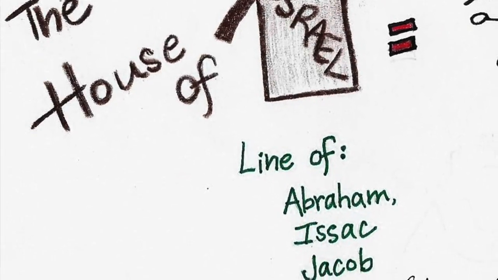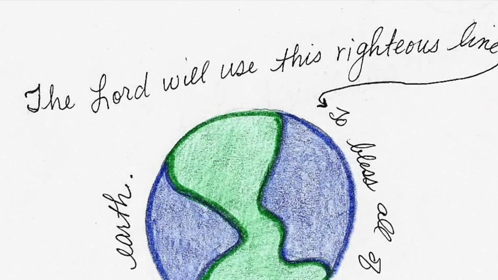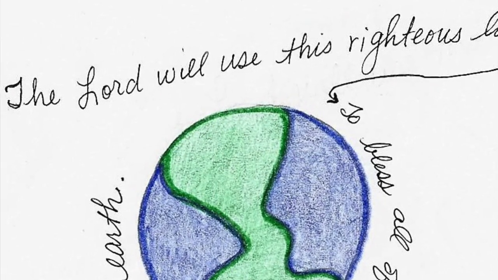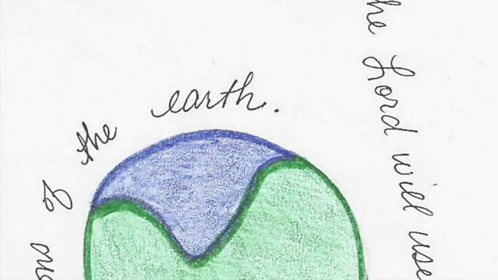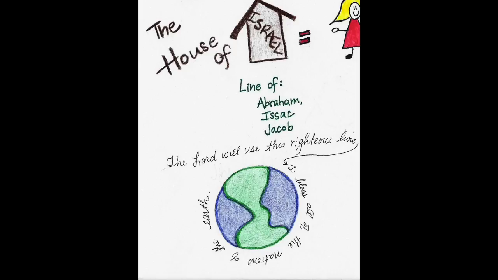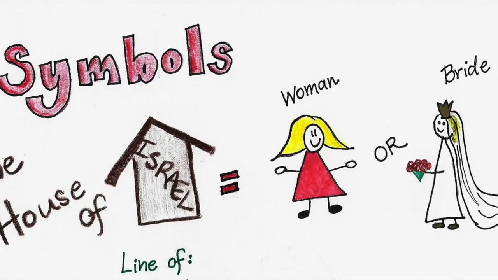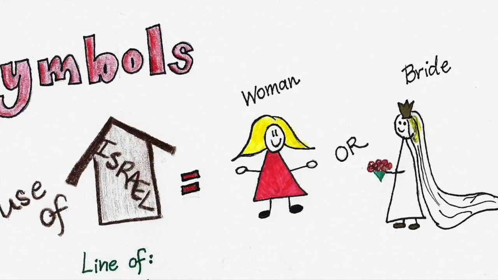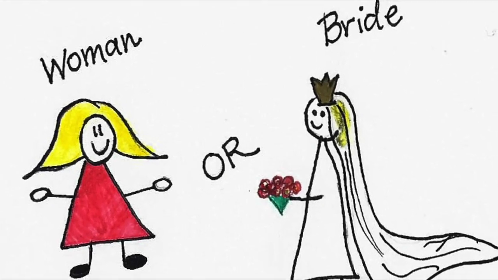And of course, the house of Israel is the line of Abraham, Isaac, and Jacob. This is a righteous line of people who the Lord will use to bless all the nations of the earth. That was a promise made in the Old Testament and reiterated in all books of Scripture. One of the main symbols that the Lord uses to describe the house of Israel is He calls the house of Israel a woman or a bride.